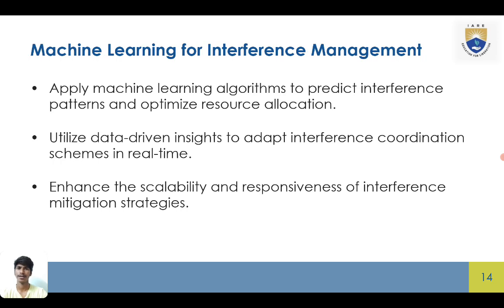Machine learning for interference management. Apply machine learning algorithms to predict interference patterns and optimize resource allocation. Utilize data-driven insights to adapt interference coordination schemes in real time. Enhance the scalability and responsiveness of interference mitigation strategies.